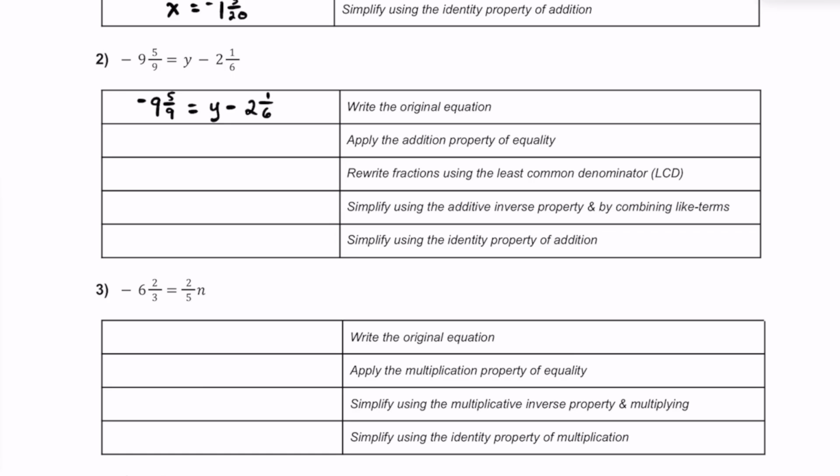All right, cool. So let's see, we're going to use the addition property of equality. So what are we going to add to both sides? Well, we're trying to get this y alone. So what are we going to add? Well, if we add 2 and 1/6, then this minus 2 and 1/6 is going to go away, right?